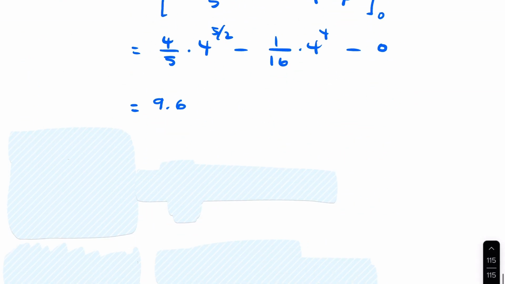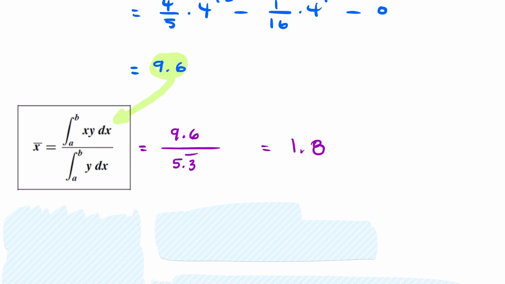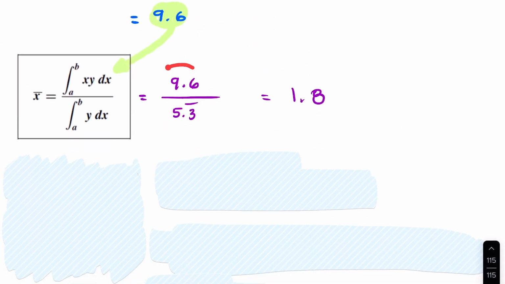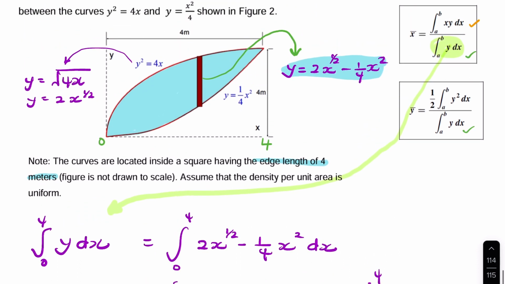So we've almost finished. So this 9.6 is the numerator, and 5.3 from up here is the denominator. You divide those two and you get 1.8. So we found x bar. That's half the question done. But now all we need to do is find this integration and we've finished.